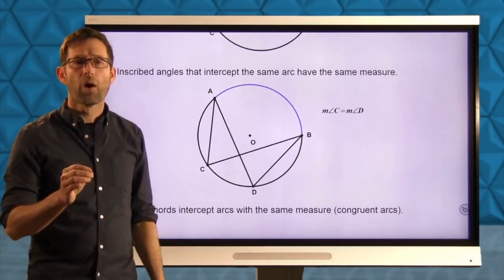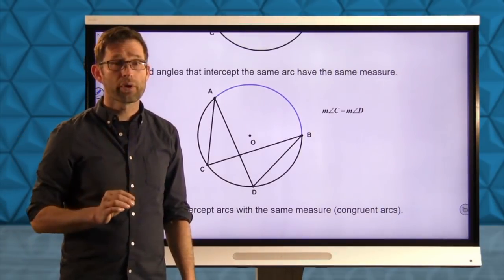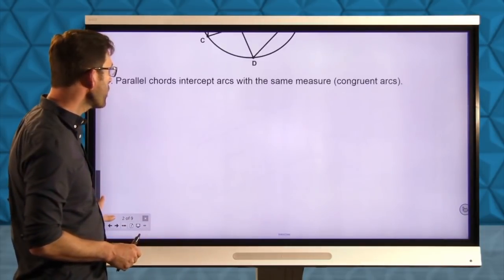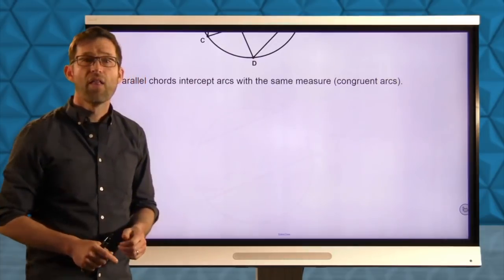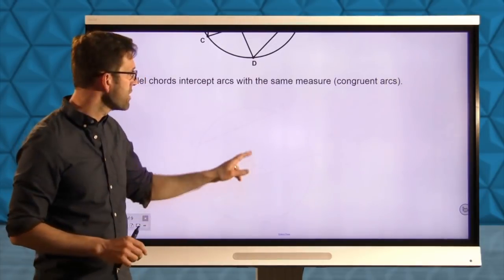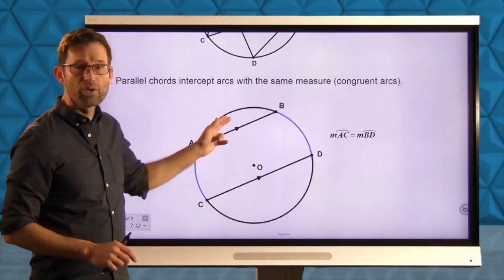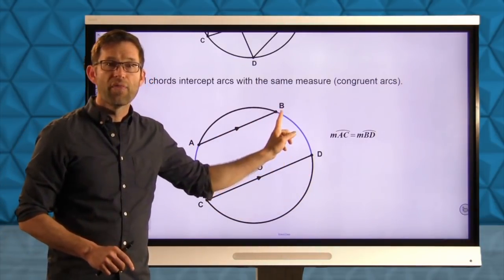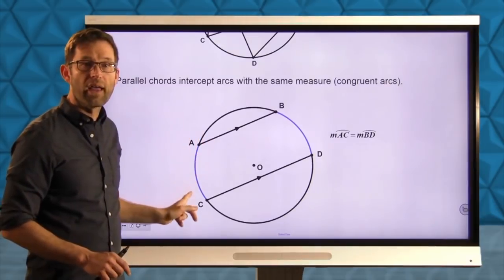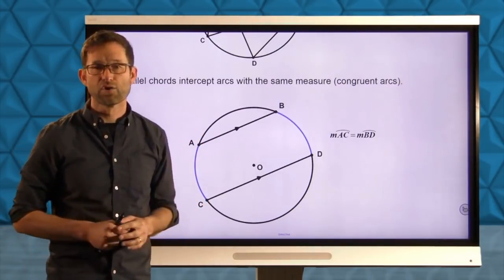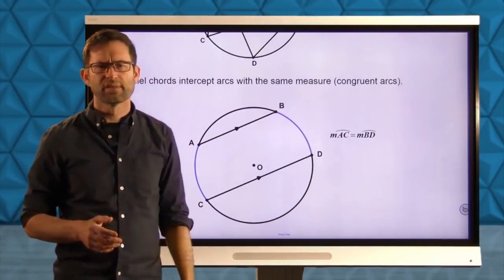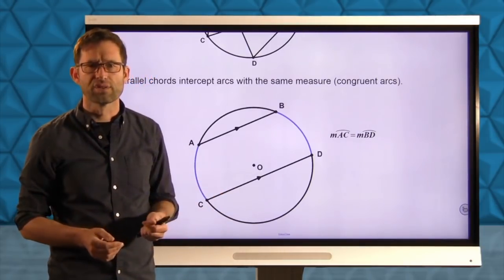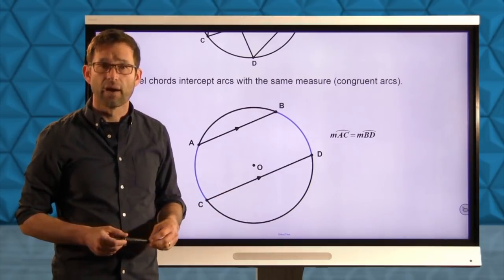Now, something that we saw in the last lesson's homework, but we didn't see in the last lesson proper, was the fact that whenever we have parallel chords, they intercept arcs that have the same measure. So if chord AB is parallel to chord CD, then arc BD and arc AC have the same measurement. Now you might say, well, wait a second, that doesn't have anything to do with inscribed angles. There are no inscribed angles there. Well, that's not actually entirely true.